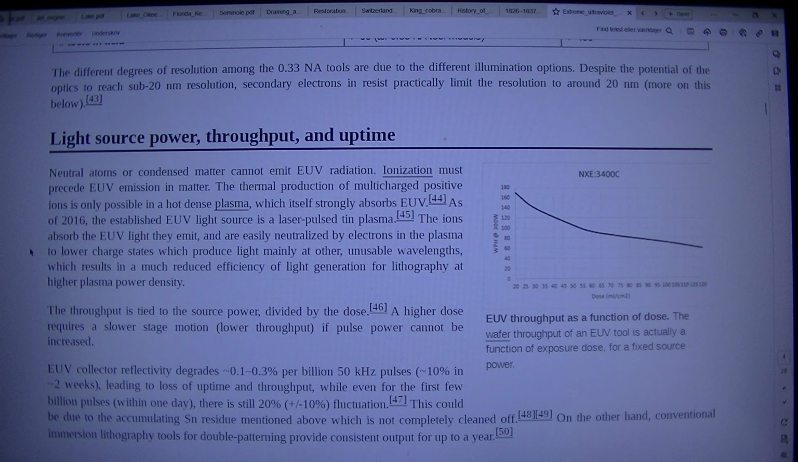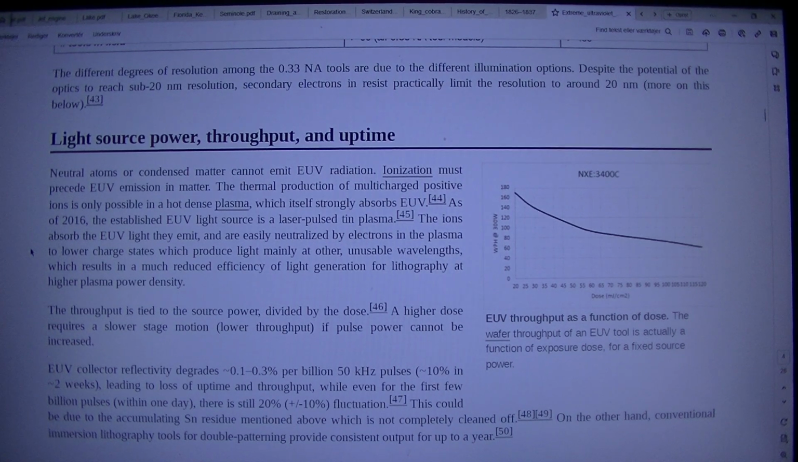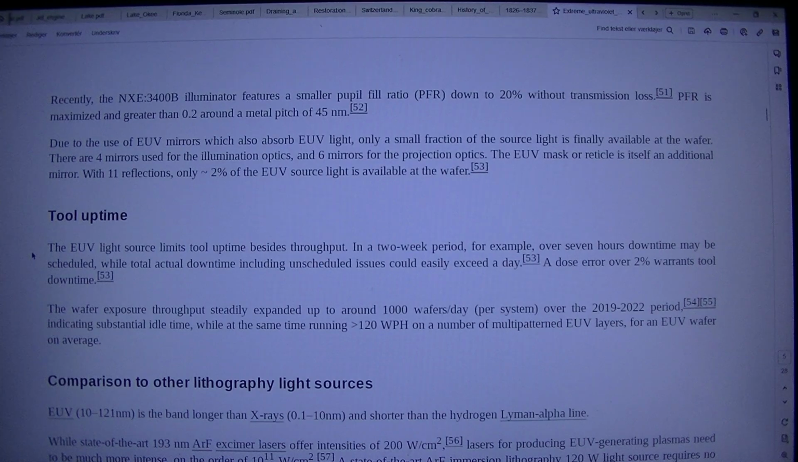On the other hand, conventional immersion lithography tools for double patterning provide consistent output for up to a year. Recently, the NXE 3400B illuminator features a smaller pupil fill ratio, PFR, down to 20% without transmission loss. PFR is maximized and greater than 0.2 around a metal pitch of 45 nm.